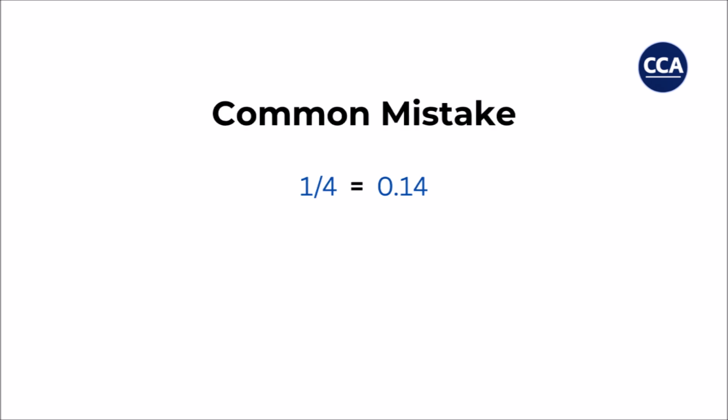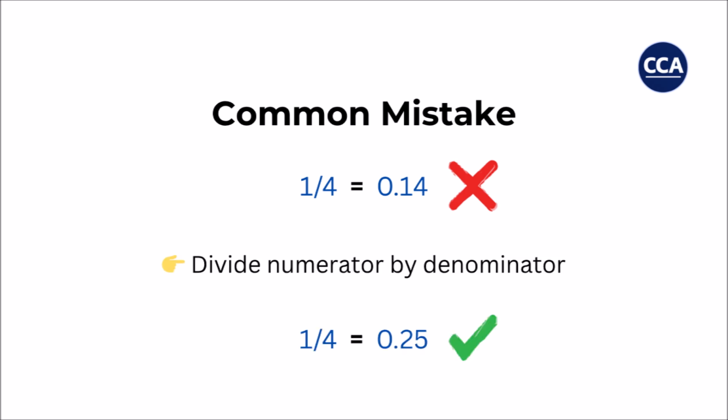Now, let's talk about a very common mistake. Many students try to do this. 1/4 is equal to 0.14. This is wrong. Why? Because you cannot just combine the numbers randomly. You must always divide numerator by denominator.